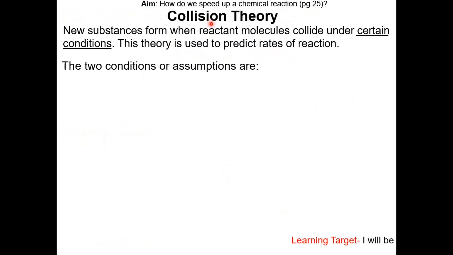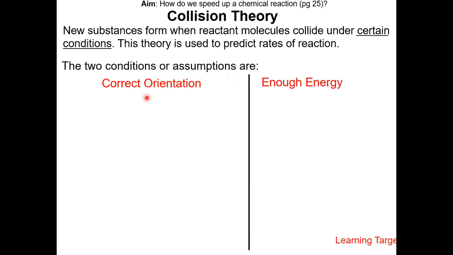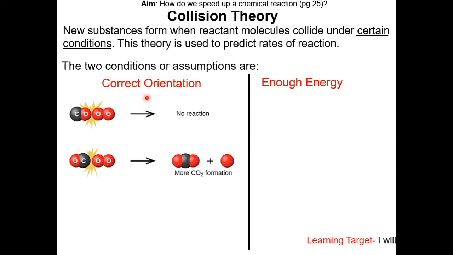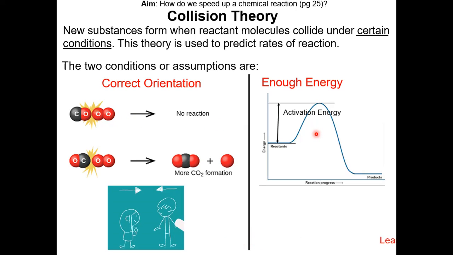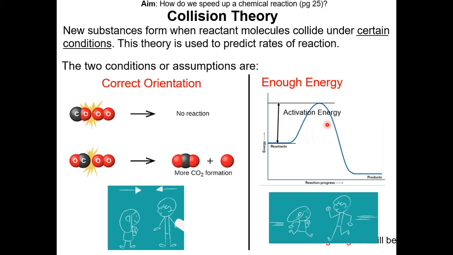We're first going to talk about collision theory, which states when new substances form, reactant molecules collide under certain conditions. This theory is used to predict rates of reaction. The two conditions or assumptions are correct orientation and enough energy. When the particles hit each other, they must hit each other at the right orientation in order for a chemical reaction to occur. If they hit each other at the wrong orientation, no reaction. In addition, the particles must hit each other with enough energy to overcome the energy barrier, known as activation energy.